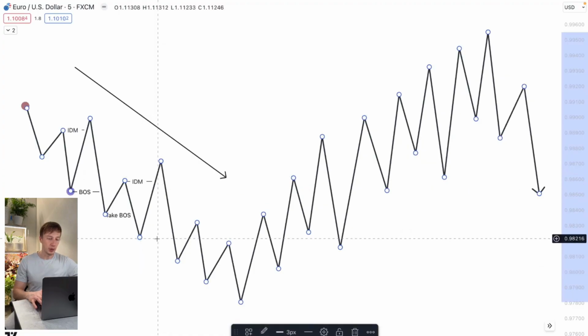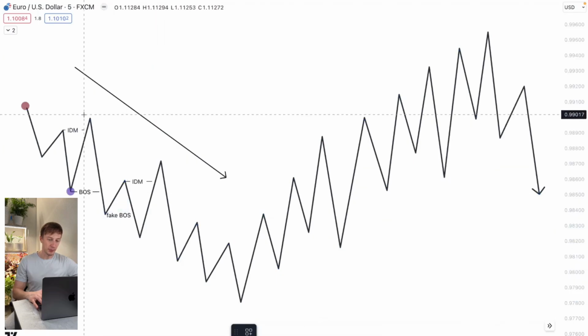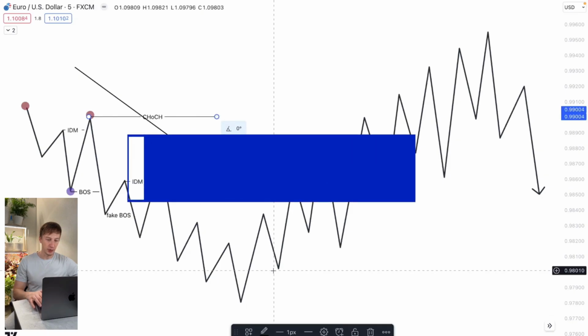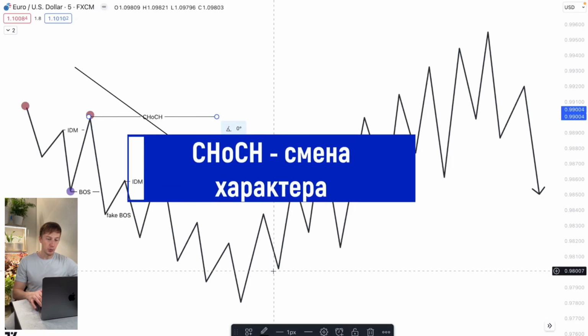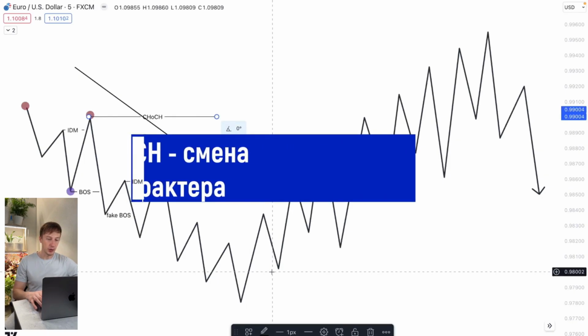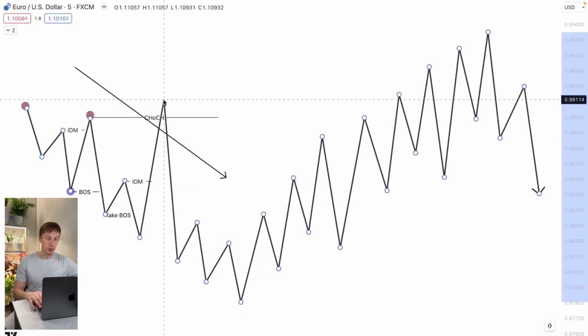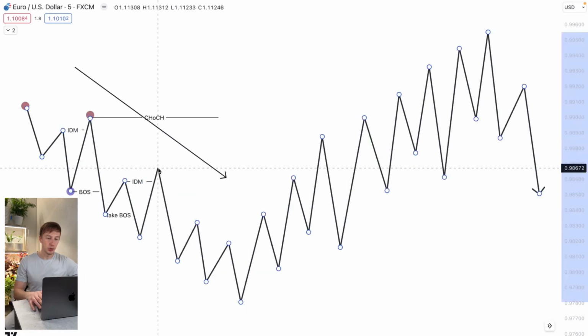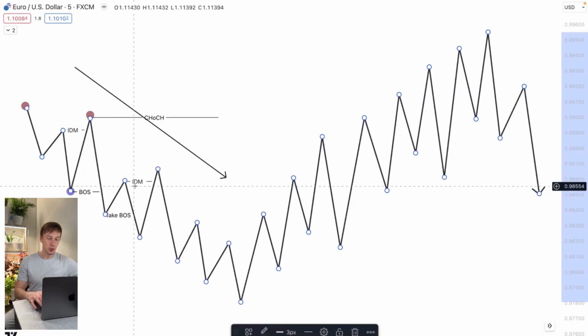After the BOS is broken, we can mark a new upper point. This zone will serve as a level, the breakout of which will lead to a CHoCH. CHoCH stands for change of character, meaning a change in the nature of the movement. That is, a trend reversal. In this example, the price breaks the inducement and moves lower. Next, we mark a new BOS.